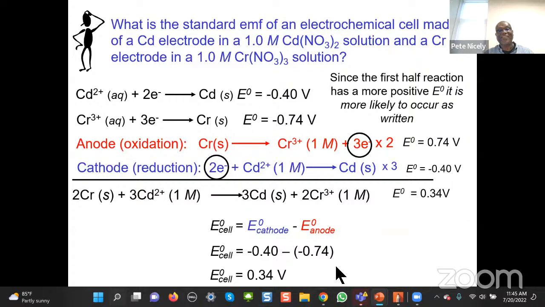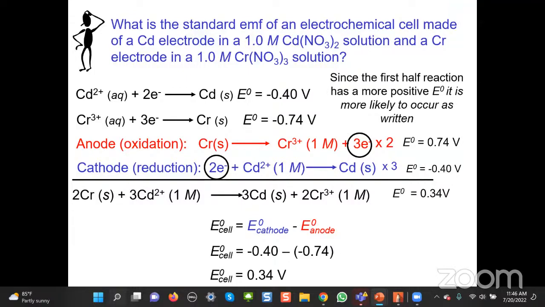So you can take this approach or this approach, but with this one, I would say you have to take real care, because you have to identify which is the cathode and which is the anode. And the one that's the cathode is the one that has the higher standard EMF value, the one that's more positive, because that's the one where reduction is more likely to take place. All right? Okay, any questions about this particular example?